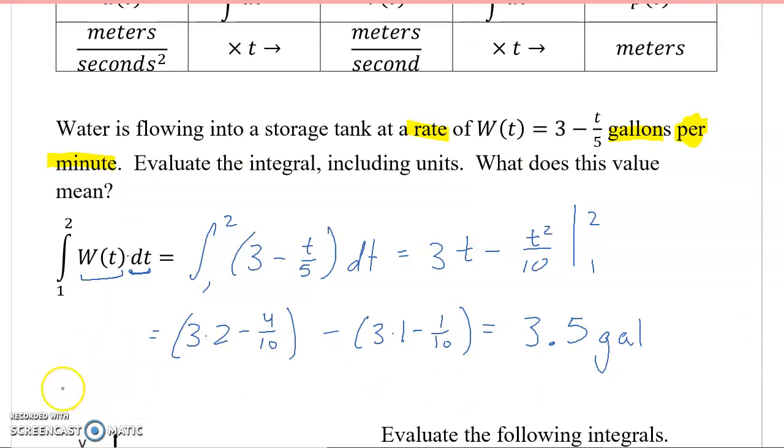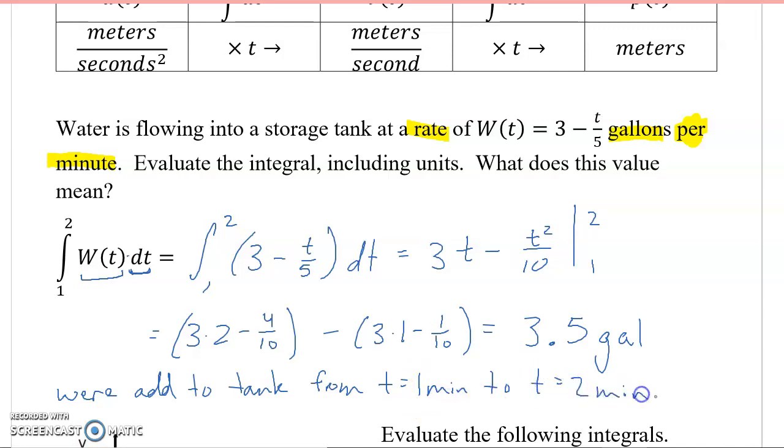So 3.5 gallons were added to the storage tank from t equals 1. Well, let's include these units. T equals 1 minute to t equals 2 minutes. So over the course of that minute, from t equals 1 to t equals 2, we gain an extra 3.5 gallons. Okay. So that is a pretty common sort of interpretation.